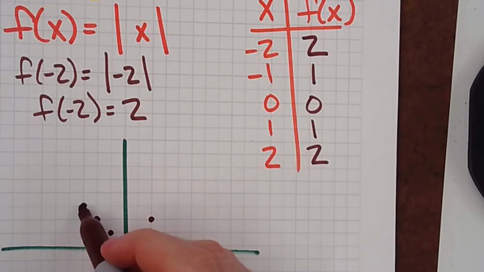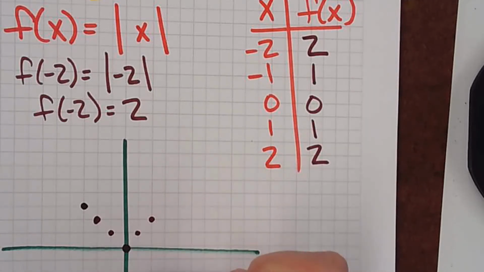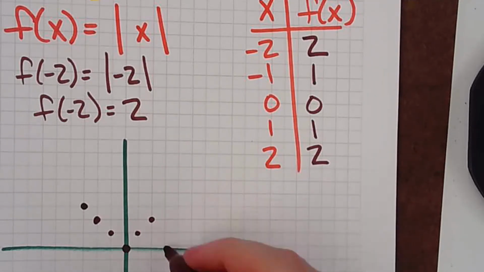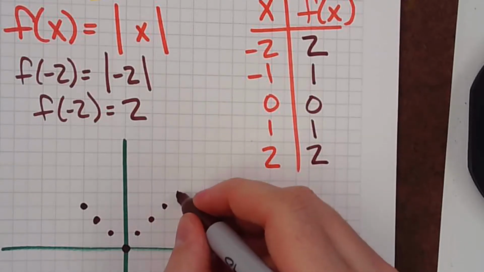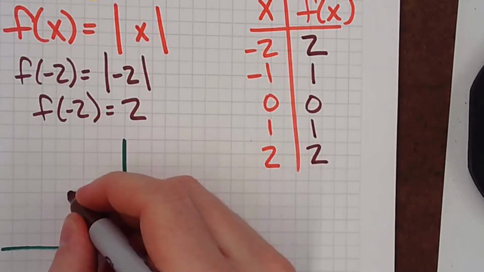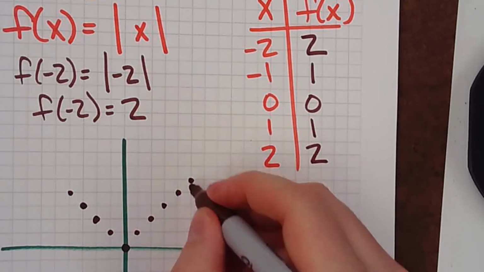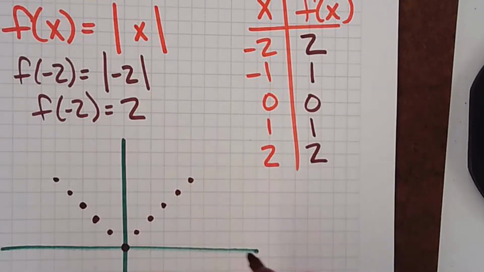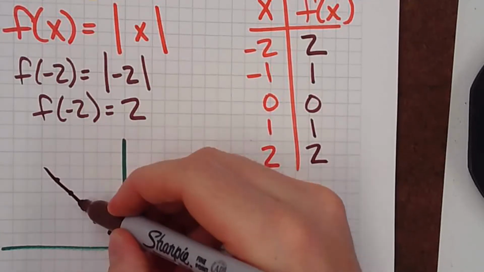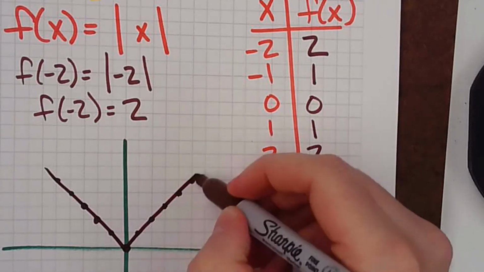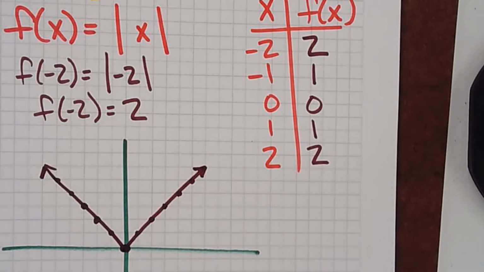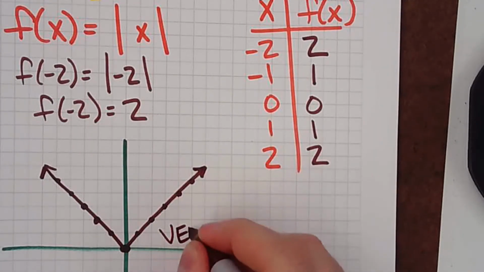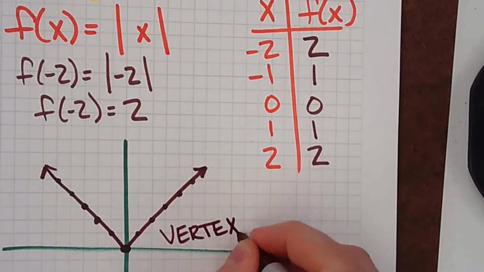If I plug in regular 3, well, I should still get regular 3, right? So this pattern continues. 4 pops out 4, negative 4 pops out 4, 5 pops out 5, negative 5 pops out 5, and we get this V shape going on forever. So it's like two lines that met in the middle. The point that these two lines meet at is called the vertex. And the vertex is where it all begins.